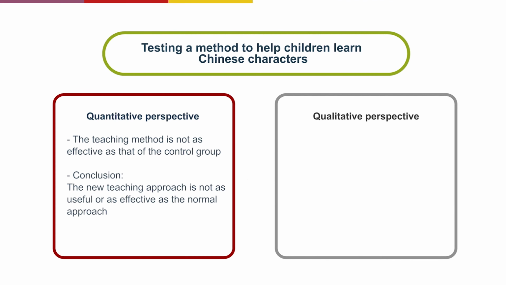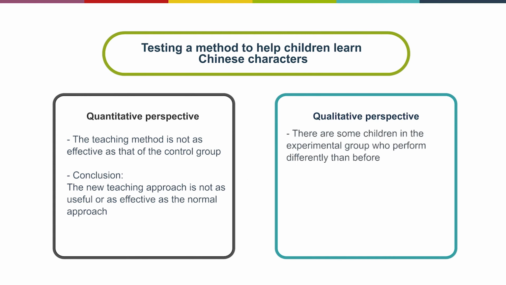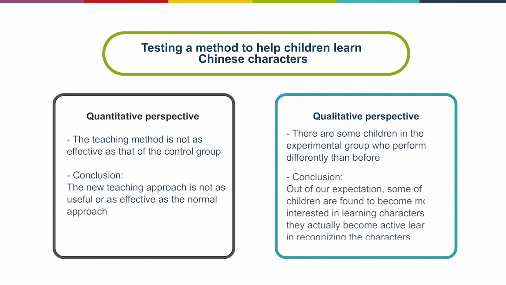However, if you use a qualitative perspective, and if you have a more open mind, and you want to find out what actually happens when this method is used, you will see that there are some children in the experimental group who perform differently than before. Then, our conclusion may be, out of our expectation, some of the children are found to become more interested in learning characters, and they actually become active learners in recognizing the characters. And the evidence is from the teacher and parental observation, so again, the approaches that you use may influence your conclusions.